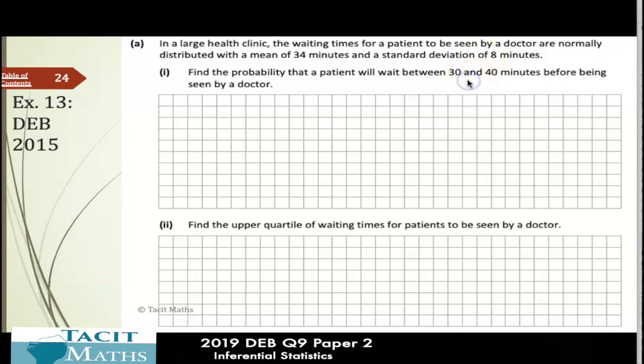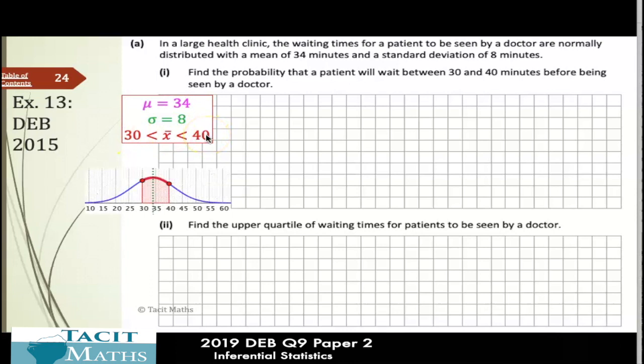Now, the first thing I'd always say to people in this case is list out the important pieces of information. The mean is 34, standard deviation is 8, and the pieces of data that we're worried about in this case are 30 and 40. The next thing I'd suggest is just draw a very quick diagram, just so that you know what your percentile is going to end up looking like. Now after that, you follow simple steps.